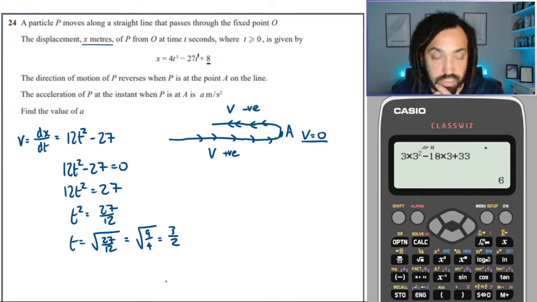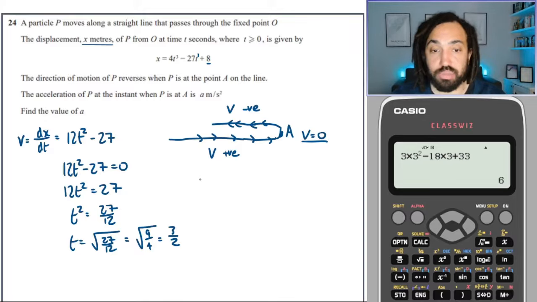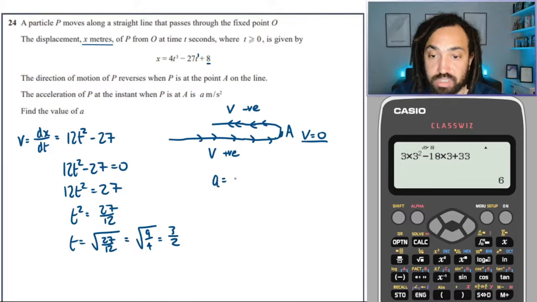Just checking that's right. Yes, that is good. Okay, now we need to find the acceleration at that particular point. Well, how do we find the acceleration? Well, the acceleration is the derivative of the velocity. So we differentiate the velocity equation.